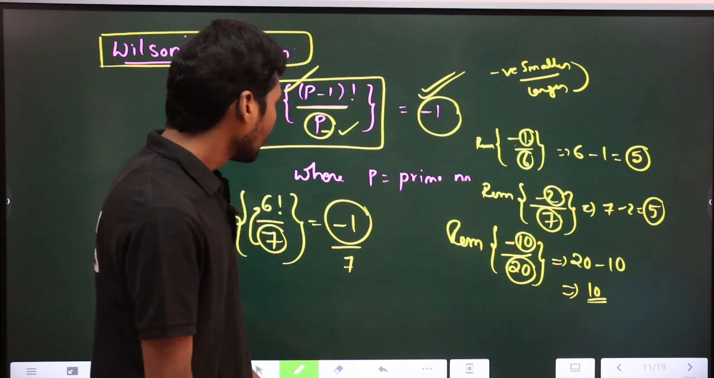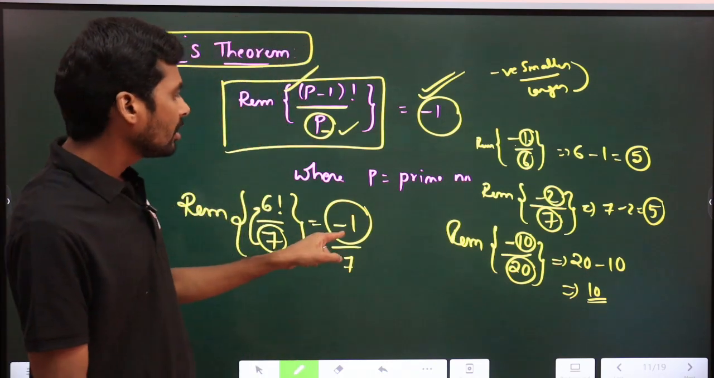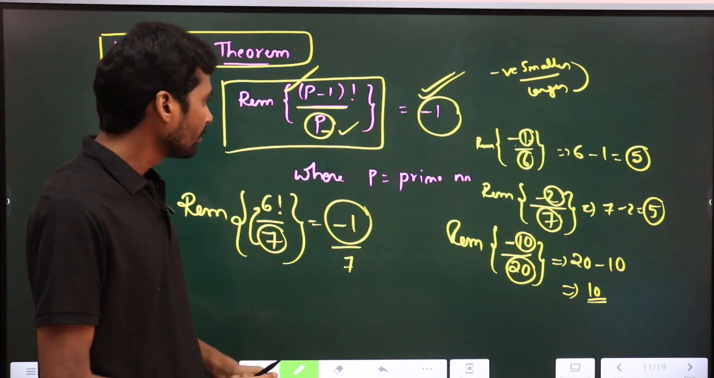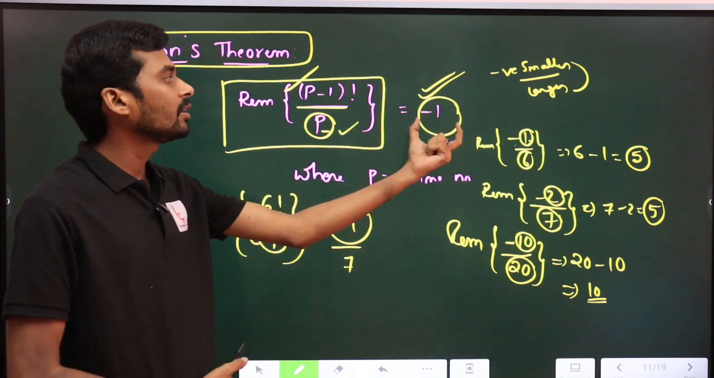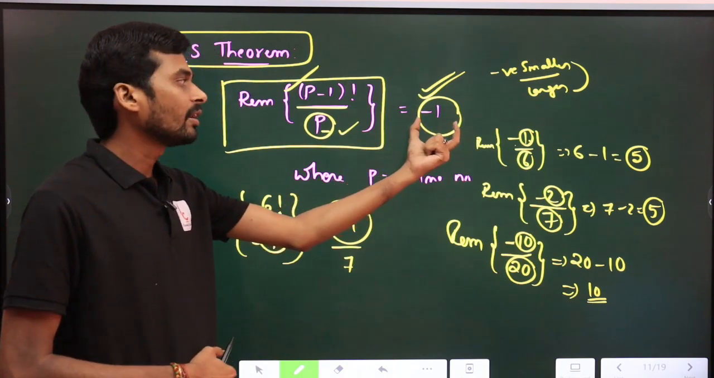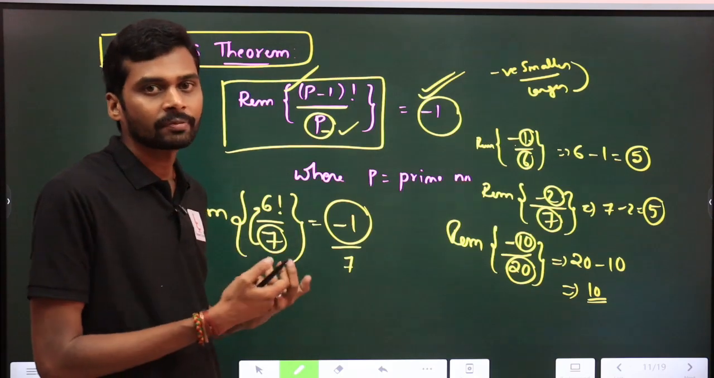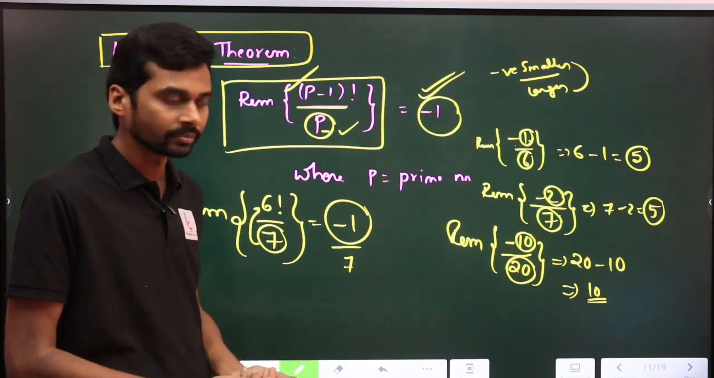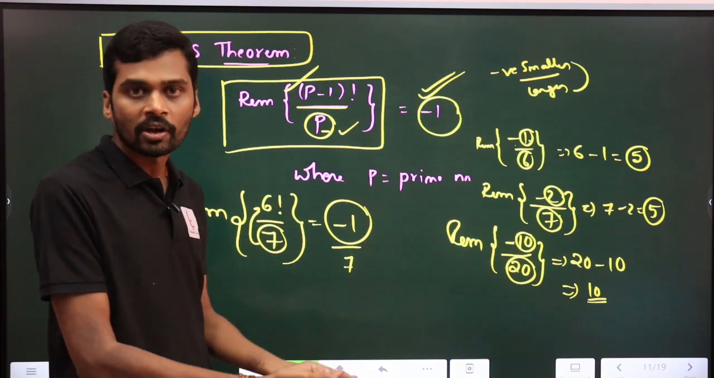Okay. So similarly, when we are dividing minus 1 by 7, as per Wilson's theorem the final remainder is minus 1, but we cannot express remainders in negative terms. So we have to express it in positive terms.